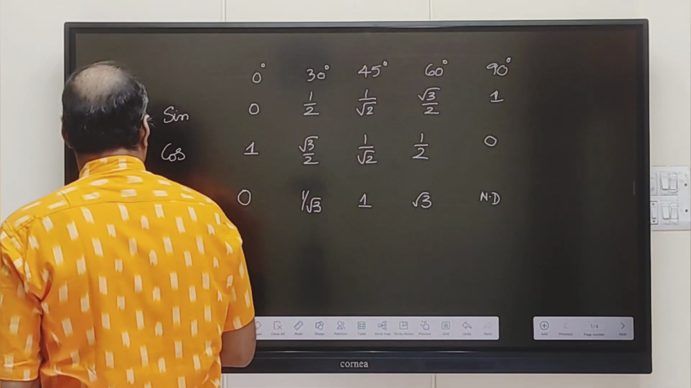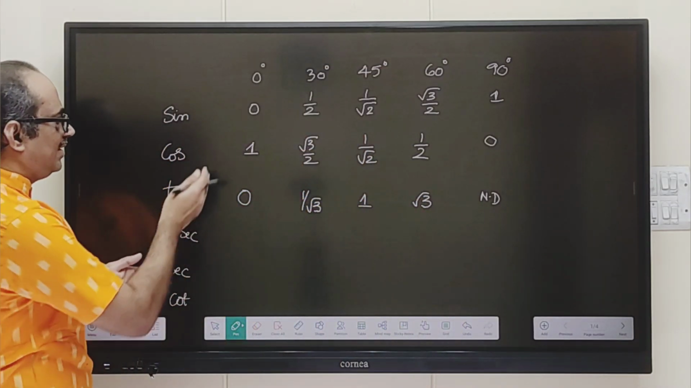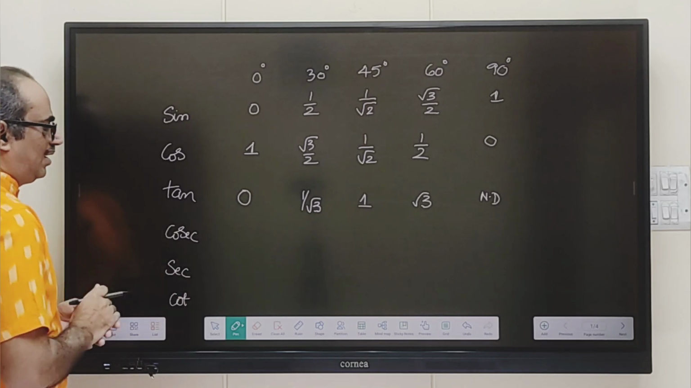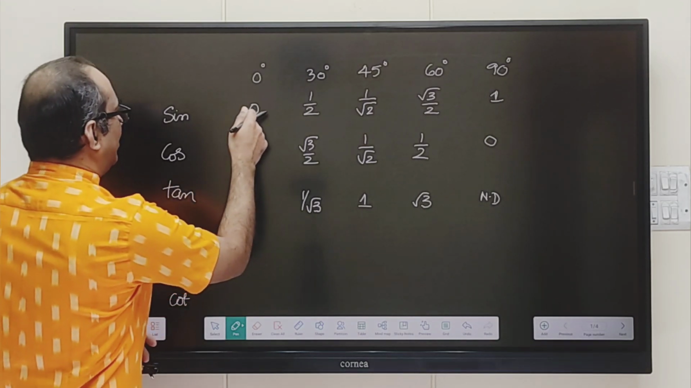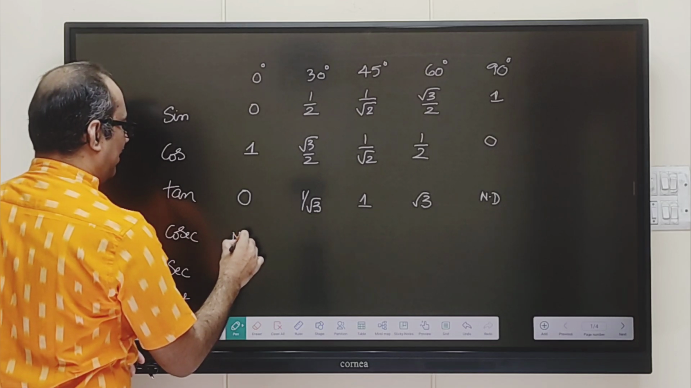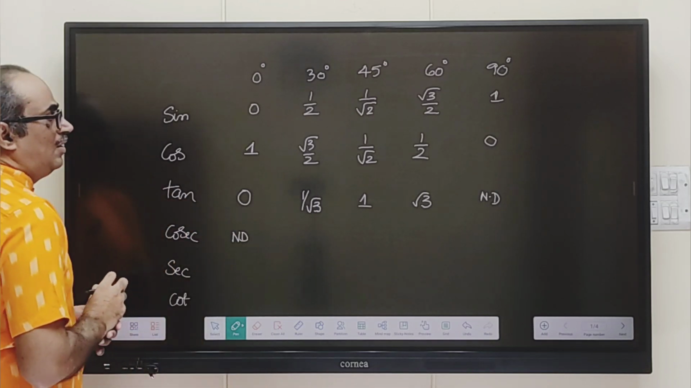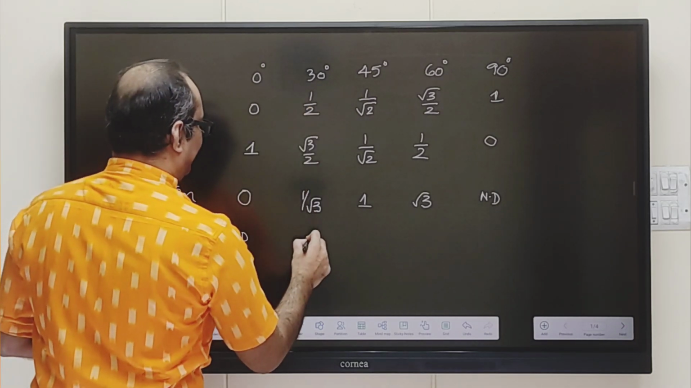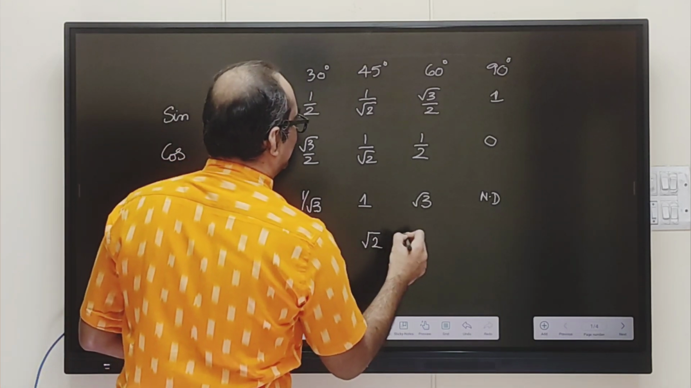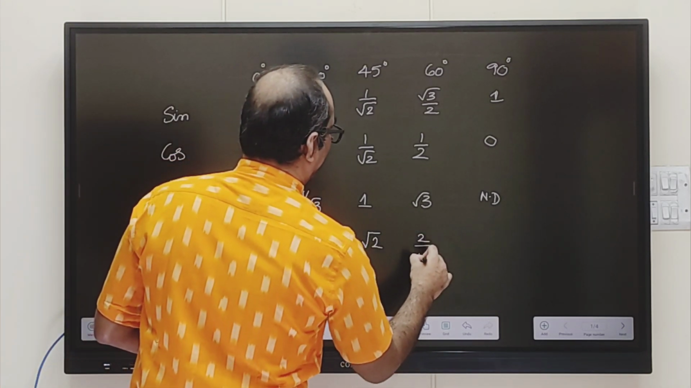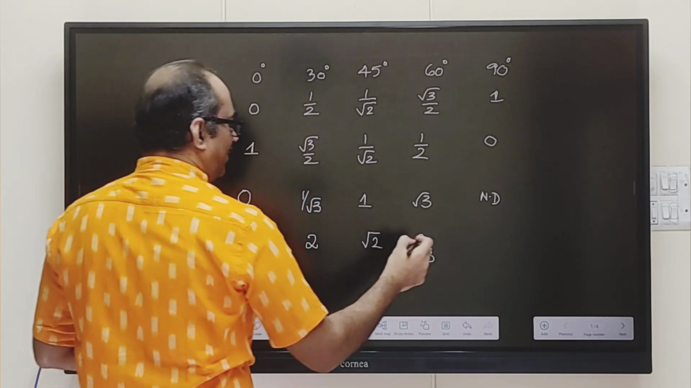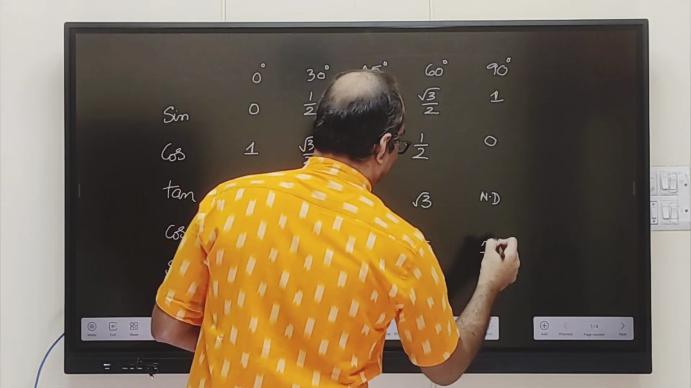Now let's go to cosecant. What is cosecant? Cosecant is the reciprocal of sine only. So cosecant, secant, cot. Cosecant 0 is nothing but 1 by 0, and 1 by 0 is not defined. What is cosecant 30? That will be 2. What is cosecant 45? Root 2. What is cosecant 60? 2 by root 3. And what is cosecant 90? That is nothing but 1 by 1, which is equal to 1.